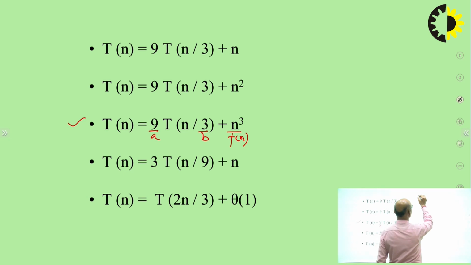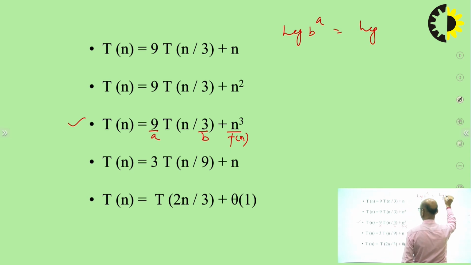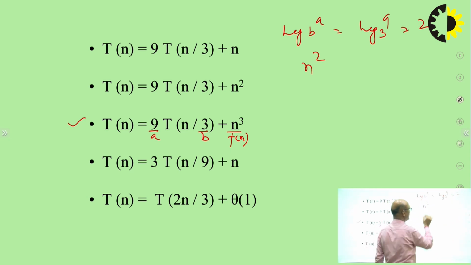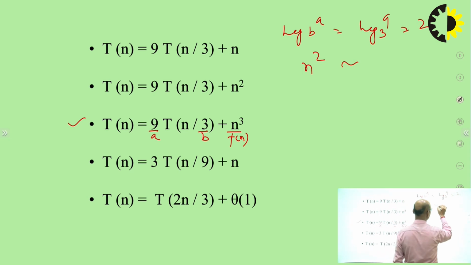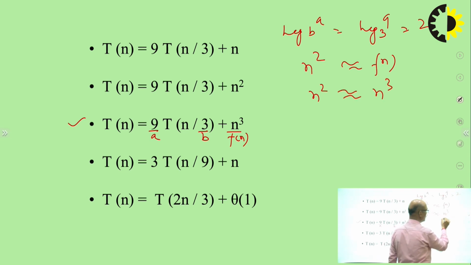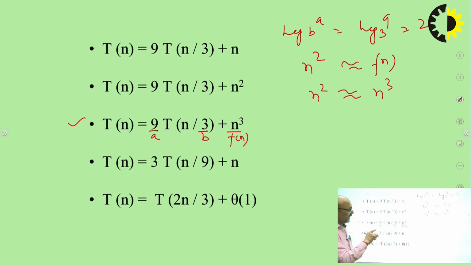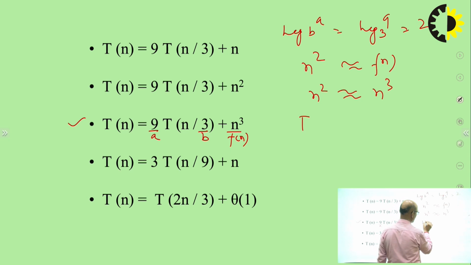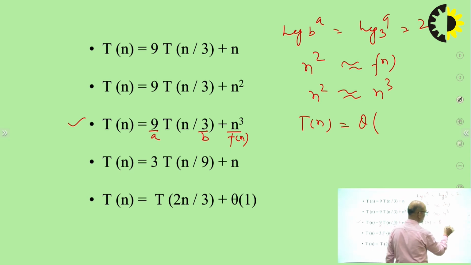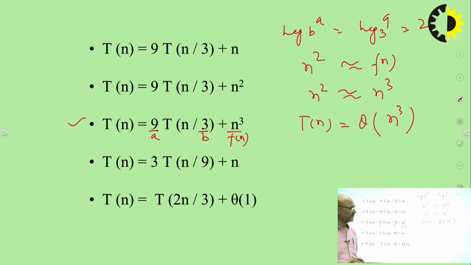Now log of a base b is equal to log of 9 base 3, which is again 2, again n square, and it is compared with f(n), and this comes to be n cube. Now in this case, this is the third case. In this case, f(n) is greater than n to the power log of a base b. Then the solution will be T(n) is equal to this one. And this is the simple method.